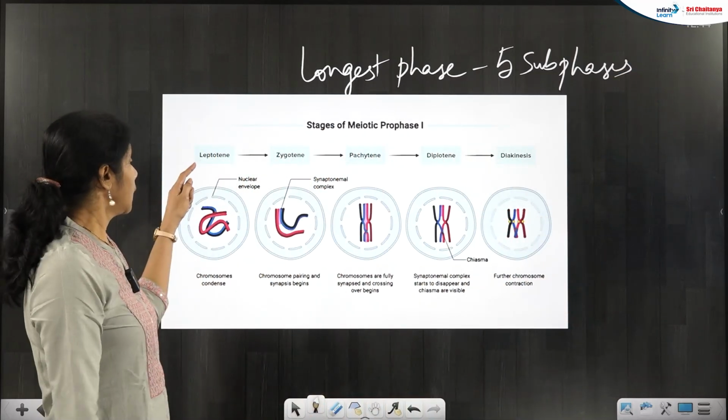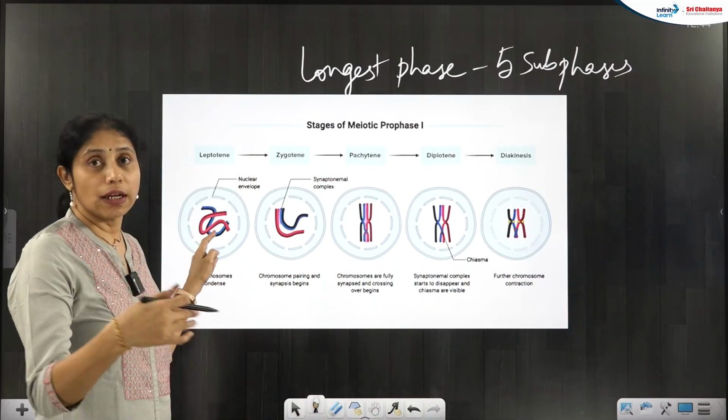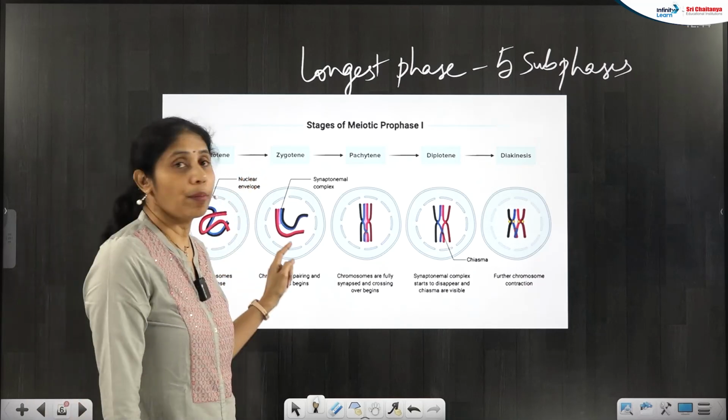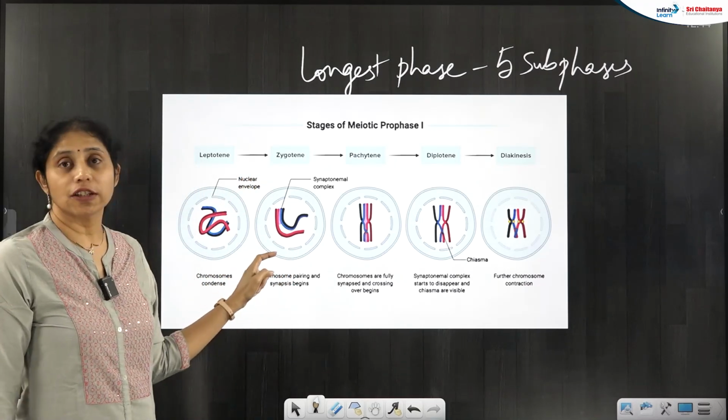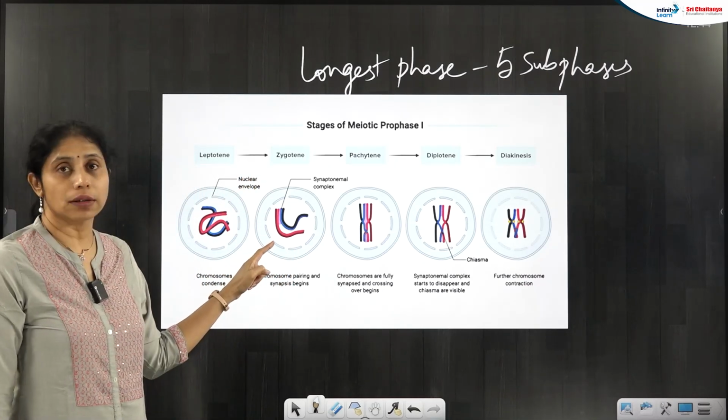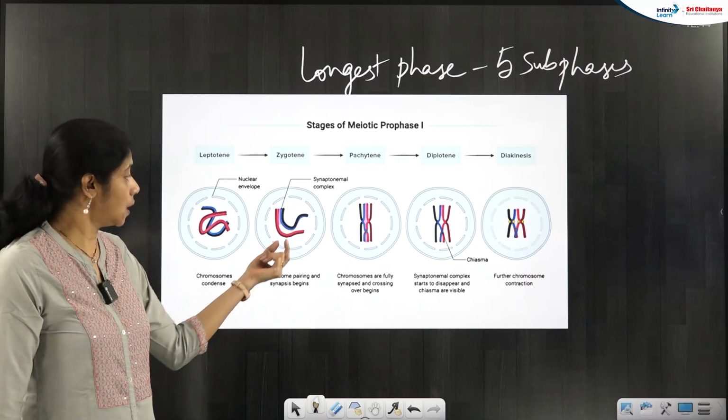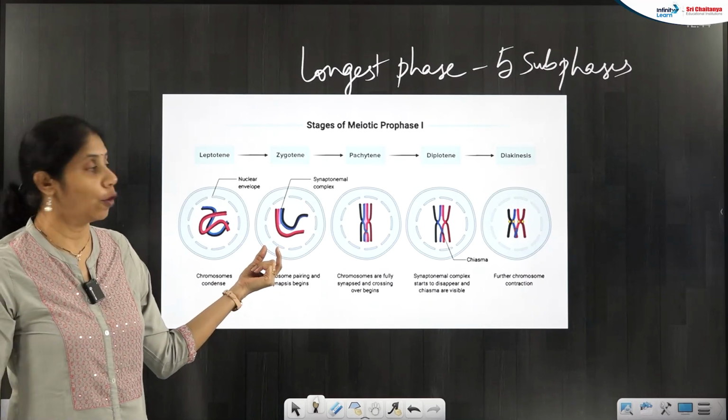In leptotene, the chromosomes are seen like elongated threads. In zygotene, pairs you can see. The bivalents are formed here. Chromosome pairing starts. The process of pairing is synapsis, and each pair results in bivalent formation.